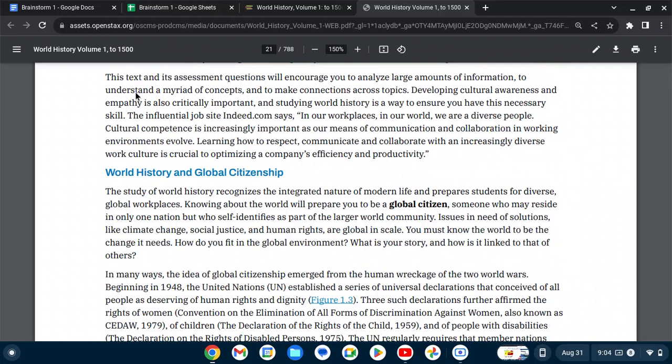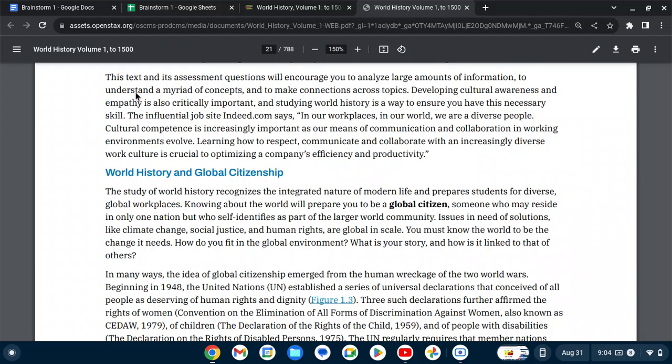This text and its assessment questions will encourage you to analyze large amounts of information, to understand a myriad of concepts, and to make connections across topics. Developing cultural awareness and empathy is also critically important, and studying world history is a way to ensure you have this necessary skill. The influential job site Indeed.com says, "In our workplaces, in our world, we are a diverse people. Cultural competence is increasingly important as our means of communication and collaboration in working environments evolve. Learning how to respect, communicate, and collaborate with an increasingly diverse work culture is crucial to optimizing a company's efficiency and productivity."